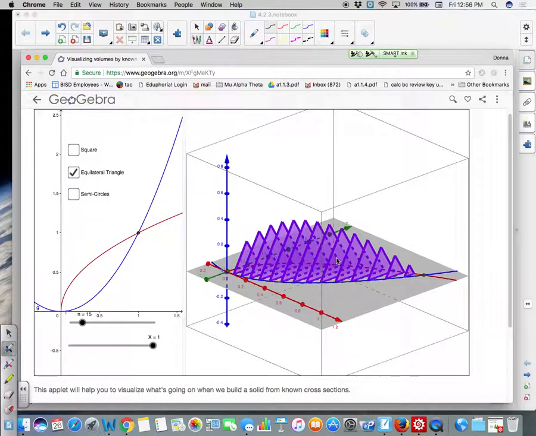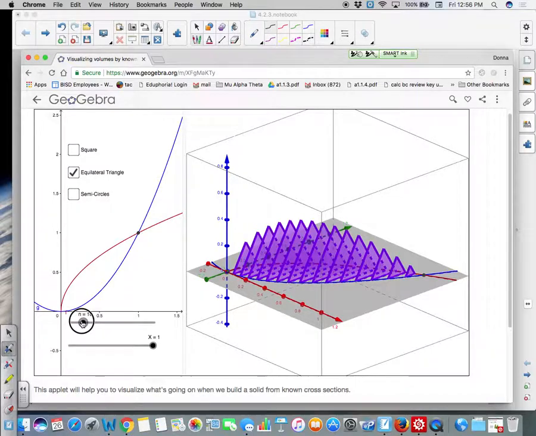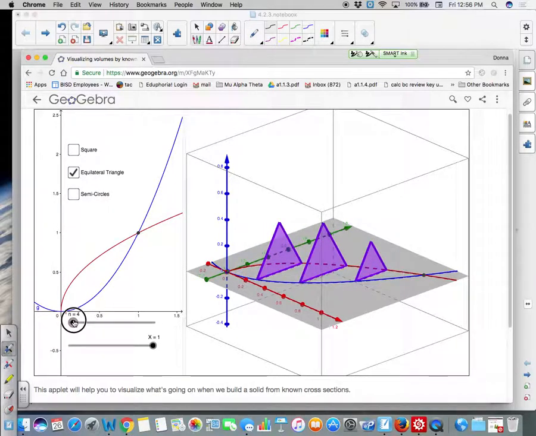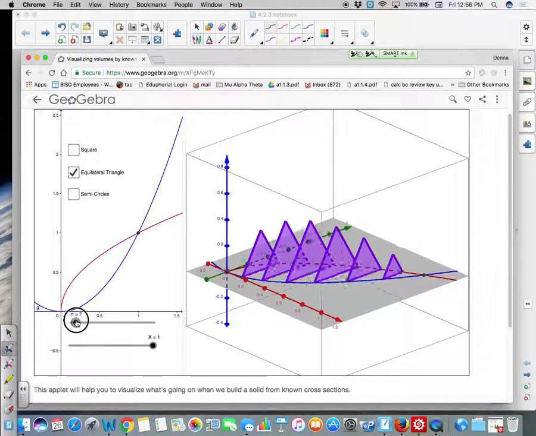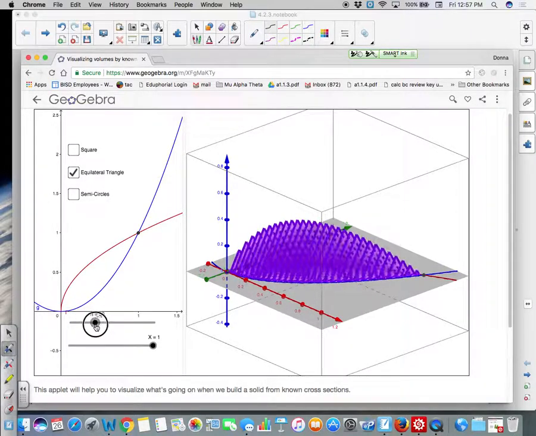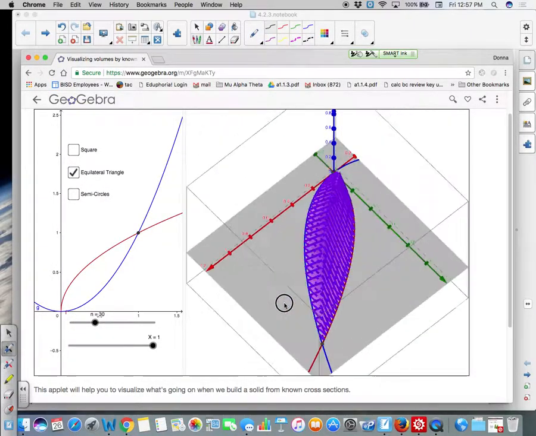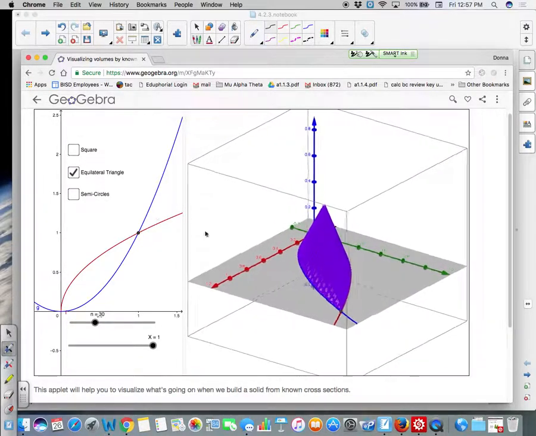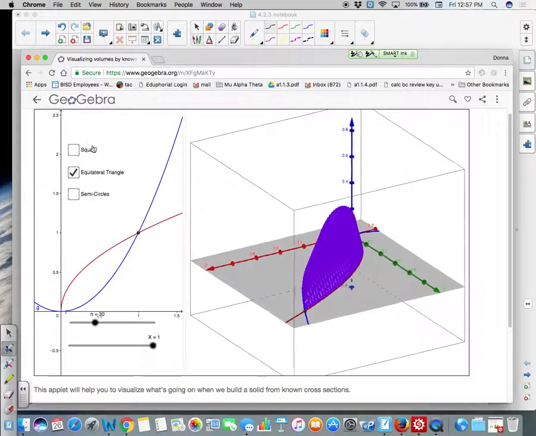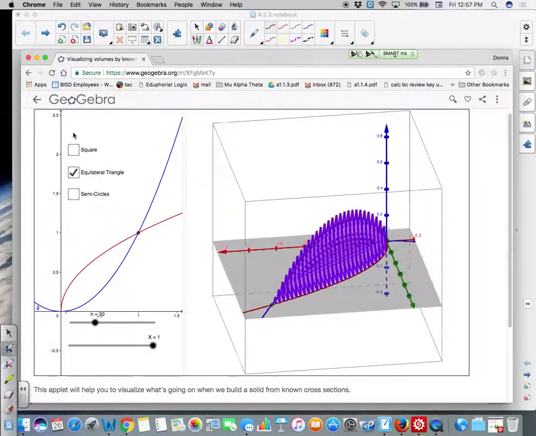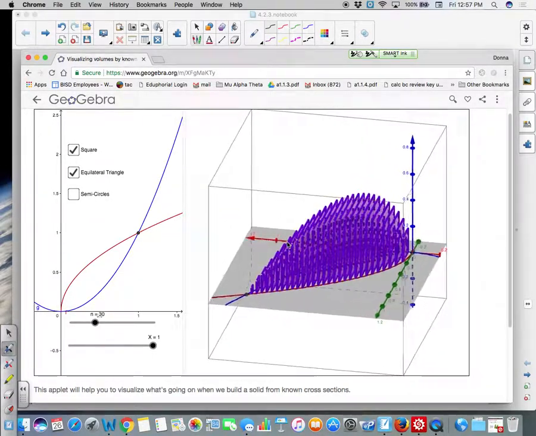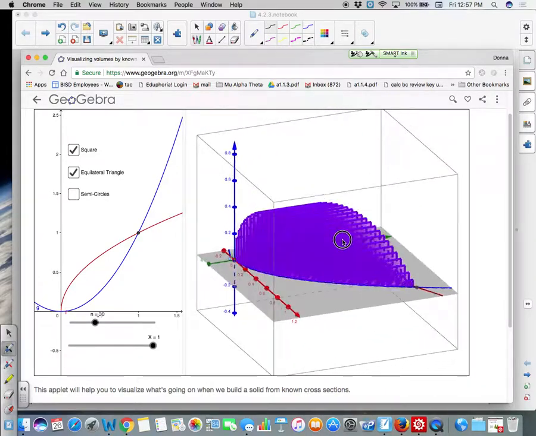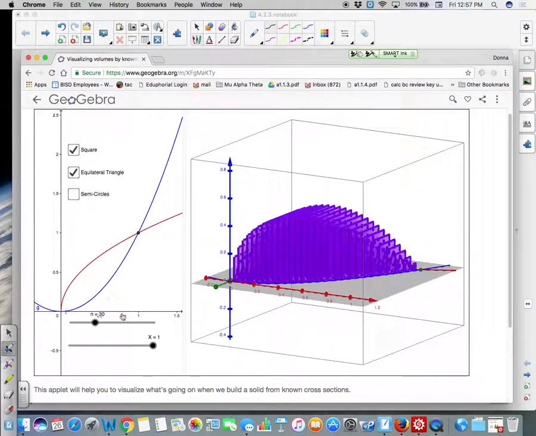Here's an equilateral triangle, so you can see it changes depending on what the cross sections are. Here we made triangles out of them, and it looks like that. You can drag this around. Look at that. Feels like a fish. Oh, it moves. Wow. I don't know how exactly I did that, but okay. And then I turned them into squares. There's some squares.